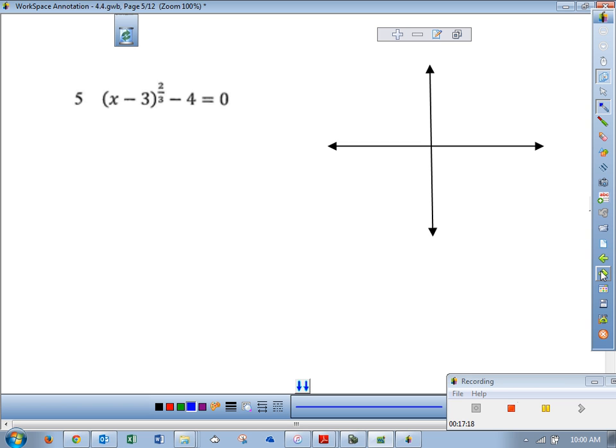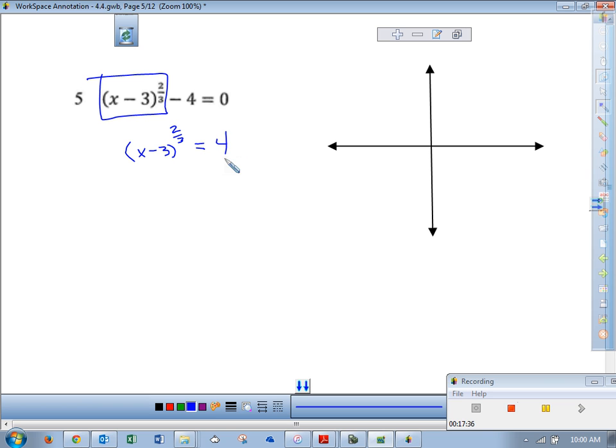Don't have a radical, but you got a rational exponent. Get the rational exponent term all by himself on one side of the equal sign. But what I need to do first, add 4. This thing right here really says the cube root of x minus 3 squared. Remember, power over root? Like this is really a cube root situation.